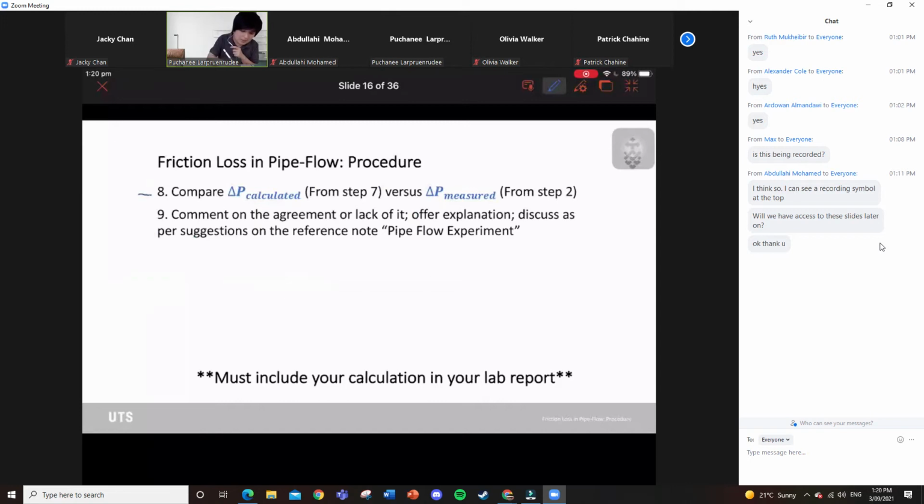After that, step 8, you need to compare delta P calculated from step 7 with delta P measured from the measurement in step 2. And then you need to make a comment on the agreement or lack of it. Offer the explanation as per the suggestion in the reference note, pipe flow experiment. So don't forget about this. You need to include your calculation in your lab report. This one is very important.